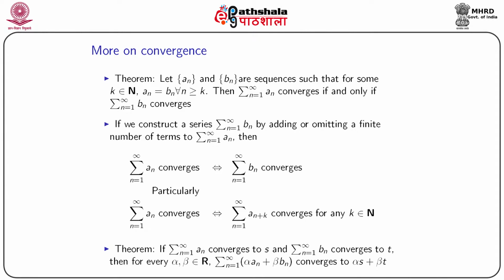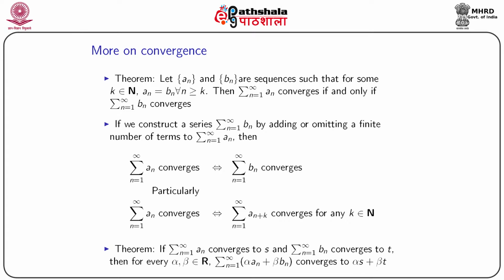If we construct a series sum of B_n, n from 1 to infinity, by adding or omitting a finite number of terms to the sum of a_n, then the sum of a_n converges if and only if the sum of B_n converges. Particularly, the sum over n from 1 to infinity of a_n converges if and only if the sum over n from 1 to infinity of a_(n+k) also converges, for any k belonging to N. So even if we omit a finite number of terms, the convergence will not be affected.